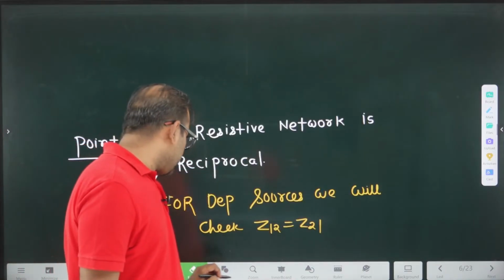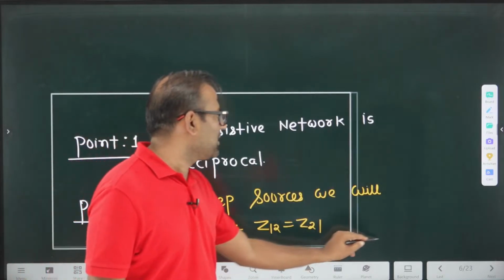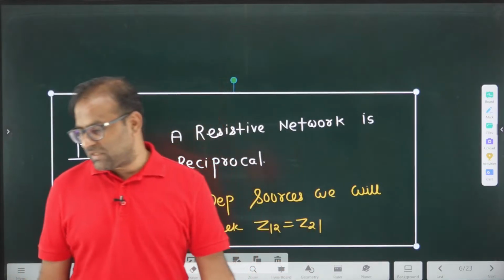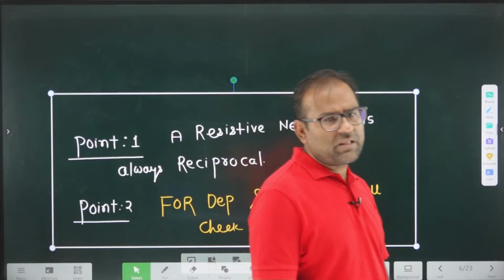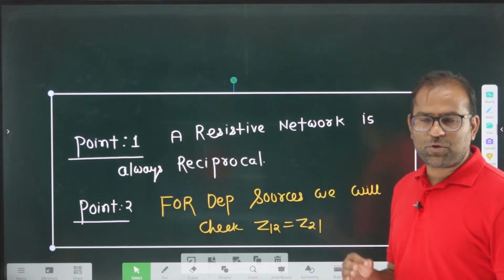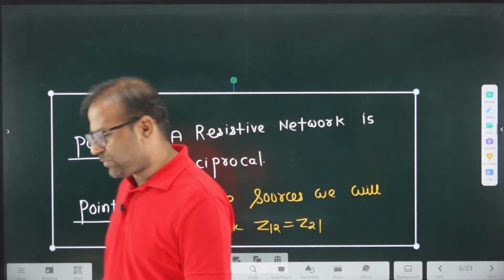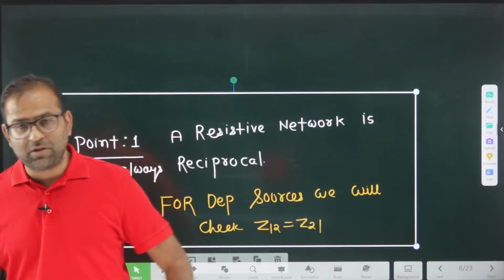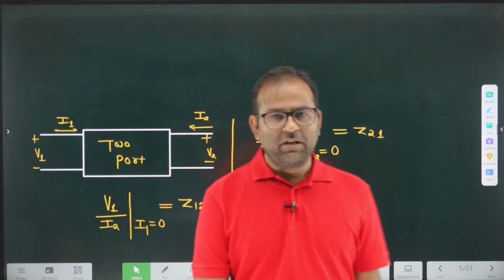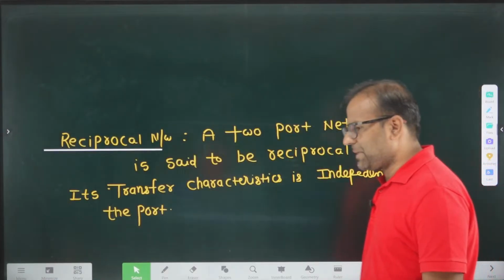So these are two very important conditions, because in a lot of questions they will ask whether the network is symmetrical or reciprocal. So always remember, there is no need to check the reciprocity for a resistive network. The resistive network, as we have seen in the reciprocity theorem, is always linear in nature. So these are the two conditions for the two-port Z parameter.